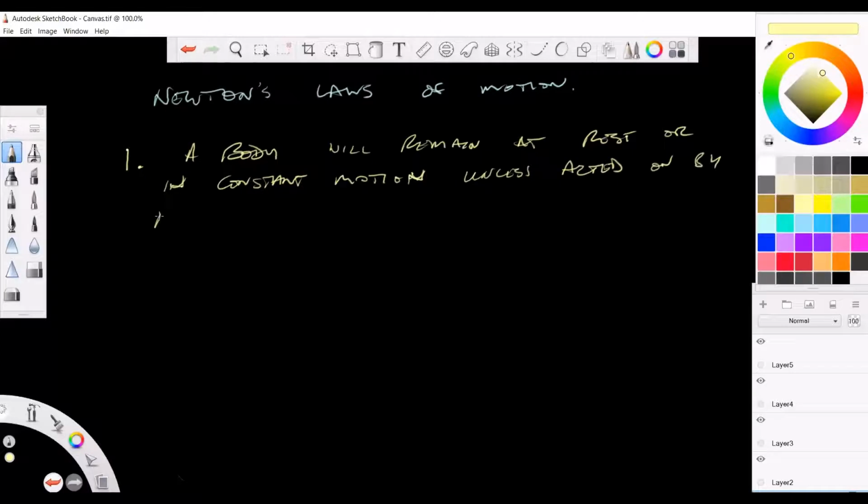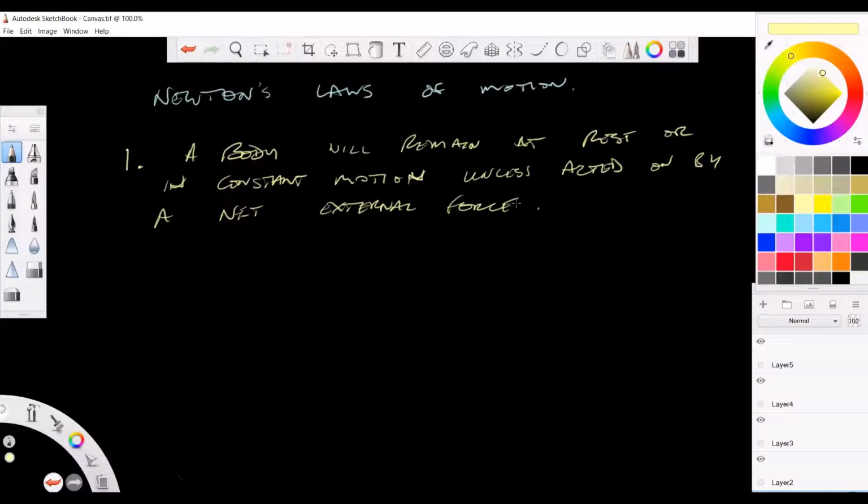by a net external force. So internal forces don't count, like the expression, you can't pull yourself up by your bootstraps. If you try and pull yourself up by your boots, you're just pulling the top of you down, but you're not putting an external force on the boots. But also that it's a net external force. So if you have two equal and opposite forces, then you're still in Newton's first law case.